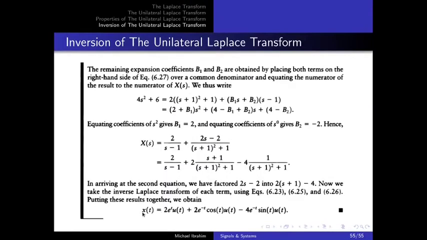It will be of this form: x of t equal to 2 e to the power t times u of t plus 2 e to the minus t cosine t u of t minus 4 e to the minus t sine t u of t.